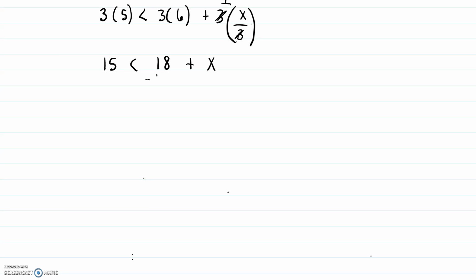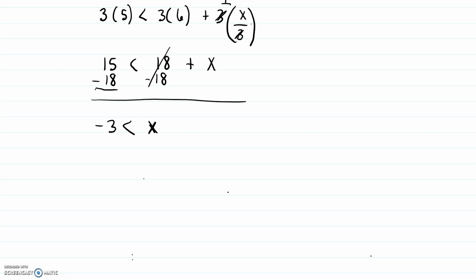So we're going to move 18 to the left-hand side. Oops, should be a minus. Okay, so we get negative 3 is less than x, and we have isolated x, so we've gotten it by itself, so we have solved.